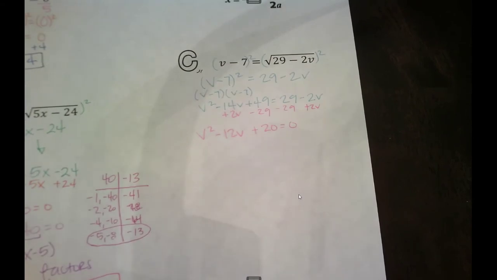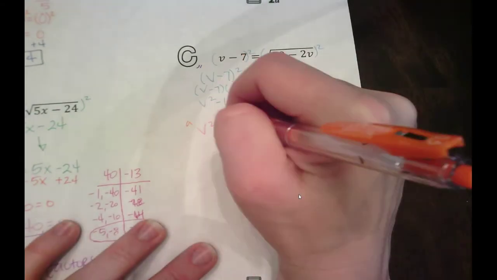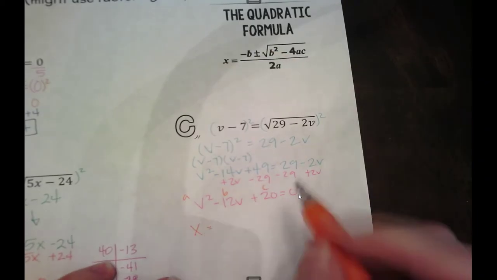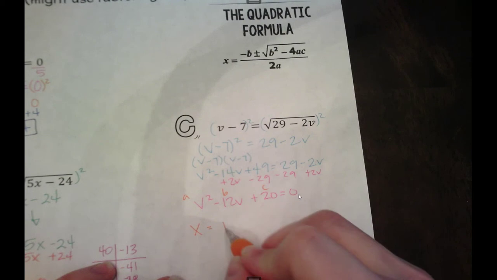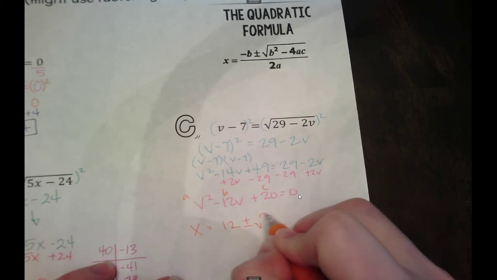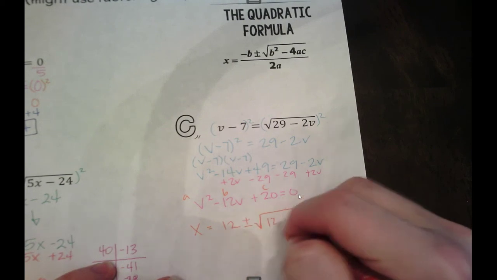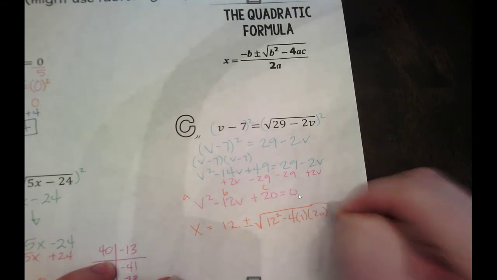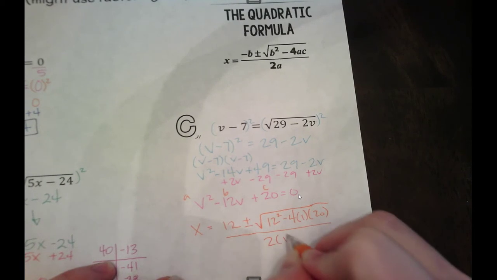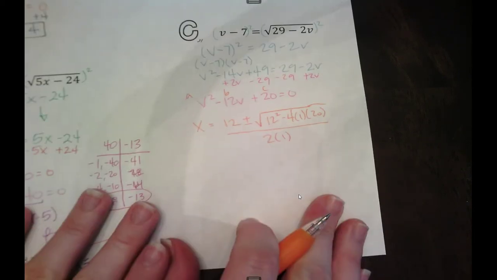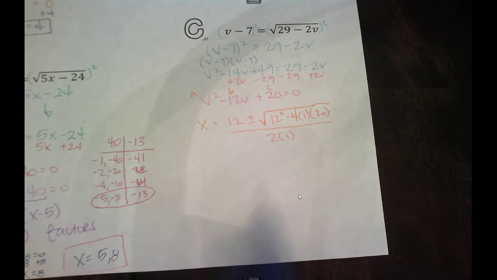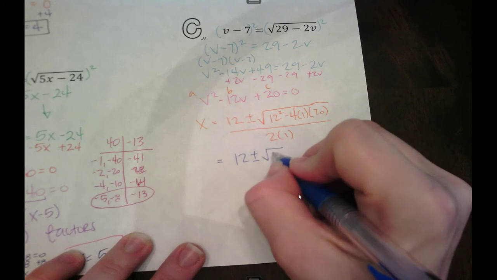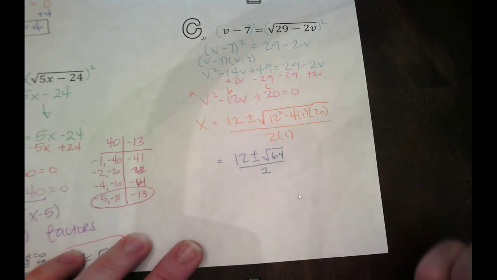All right, let's plug it into our quadratic formula. Remember, this is a, b, and c. We're going to use the opposite. So x is going to equal the opposite of b, so it's negative, so that means positive 12, plus or minus the square root of 12 squared minus 4 times a times c, all over 2 times a. Nope, leave that up. All right, let's start simplifying. I'm going to plug this into the calculator. So we've got 12 plus or minus the square root of 64 all over 2.